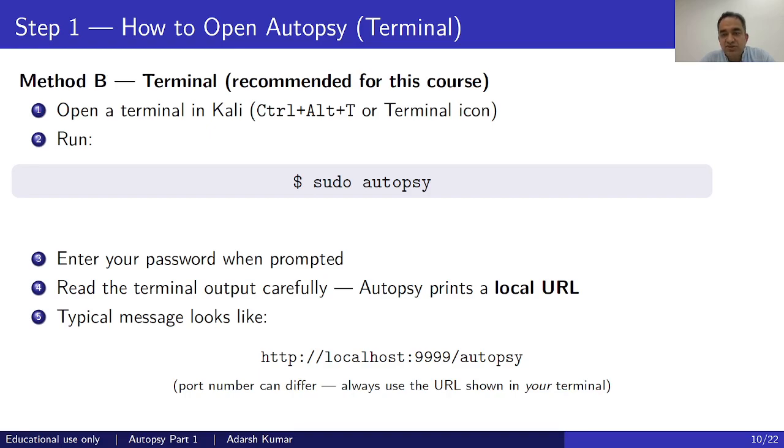Do not close this terminal window after the command starts. Carefully read the output Autopsy prints because it gives you the local URL for the forensic browser. A common example looks like http localhost colon 9999 slash autopsy, but the port number can differ on your machine. Always copy and use the exact URL shown in your terminal.